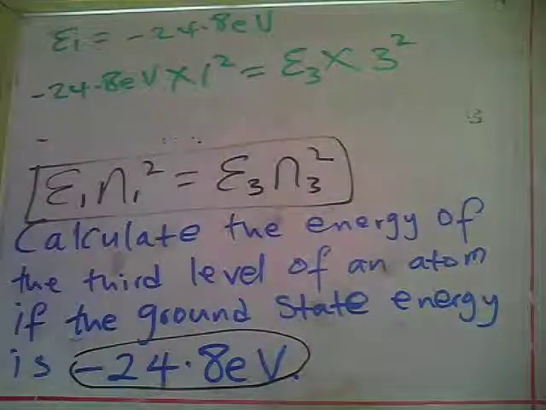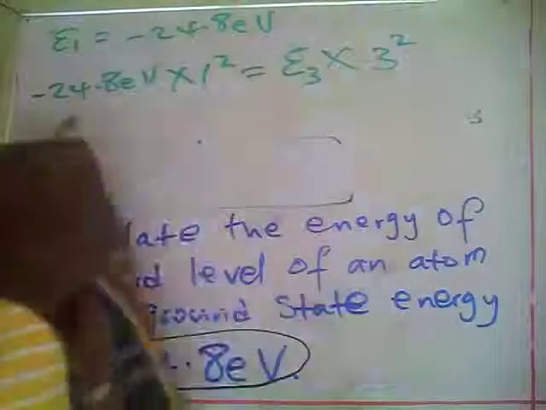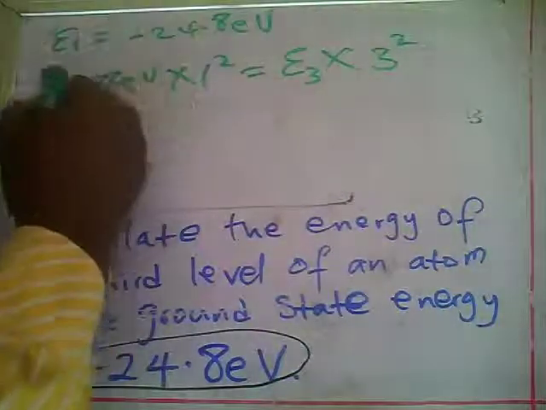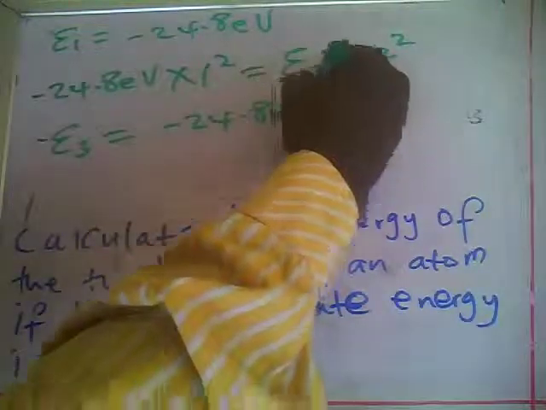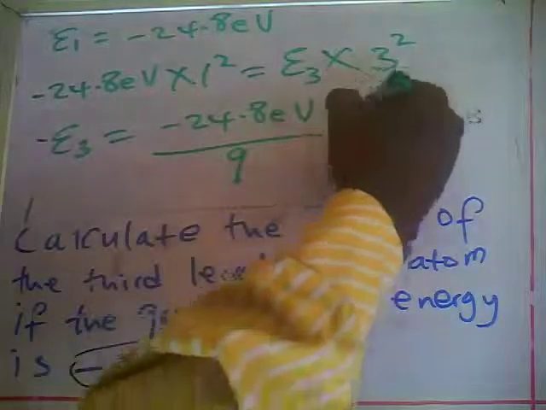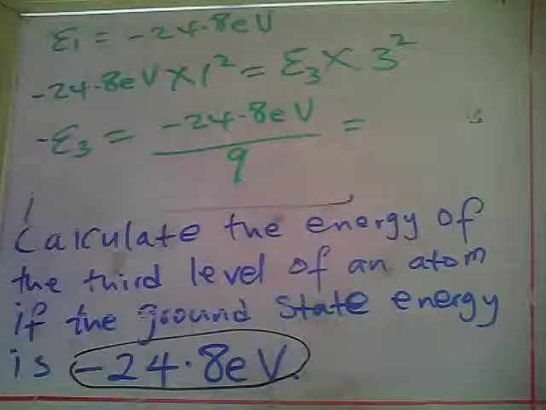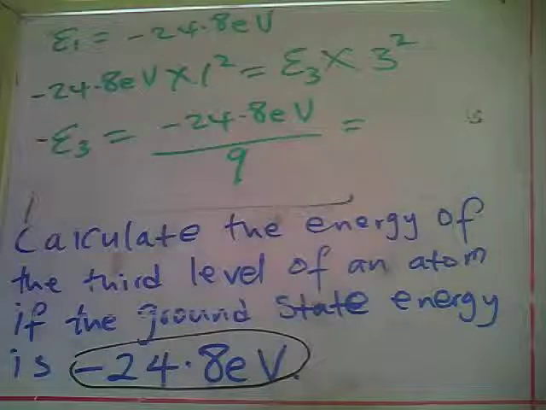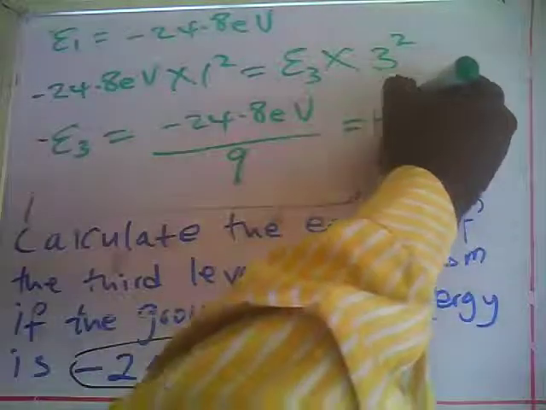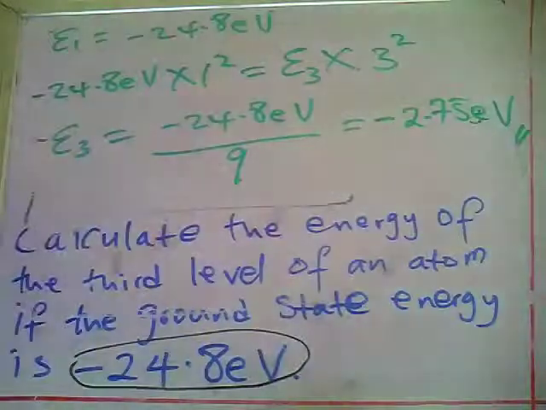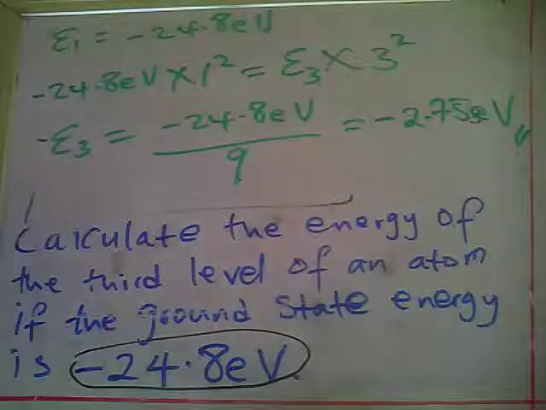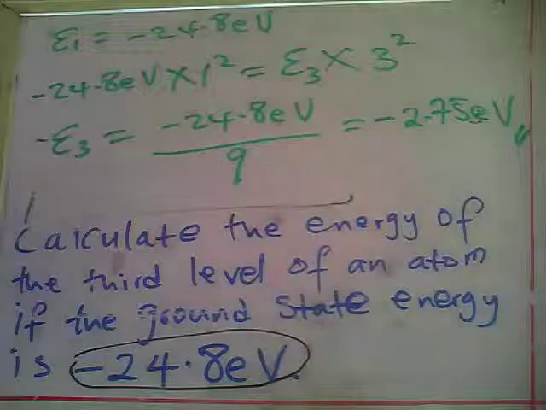From that, we can easily get our E3. Therefore, E3 will equal minus 24.8 electron volts all over 9. What does that give us? Dividing through, minus 24.8 divided by 9, we have approximately minus 2.75 electron volts. So that is option C. Option C is the correct option to that question.